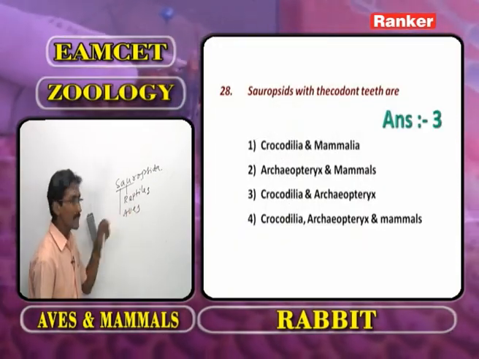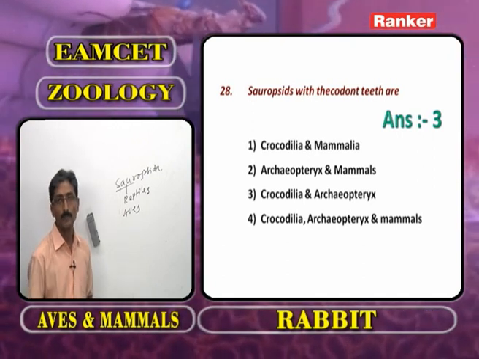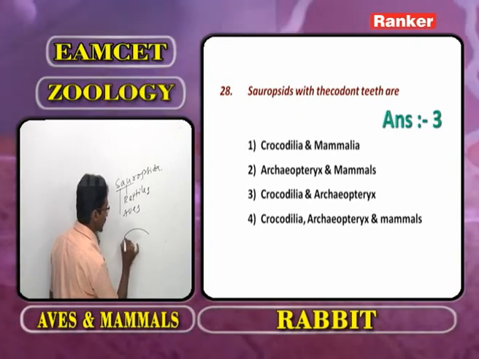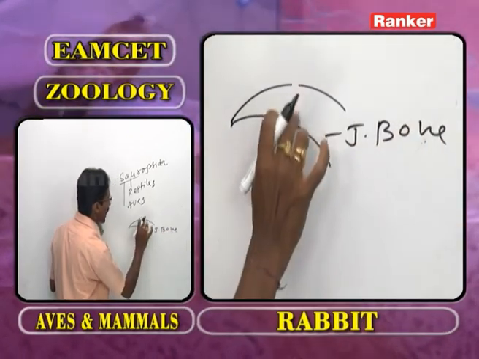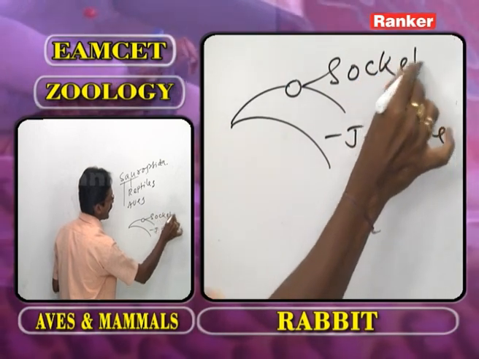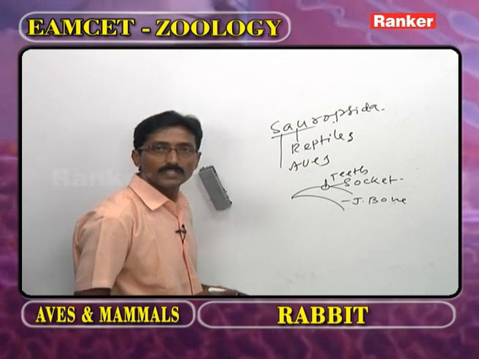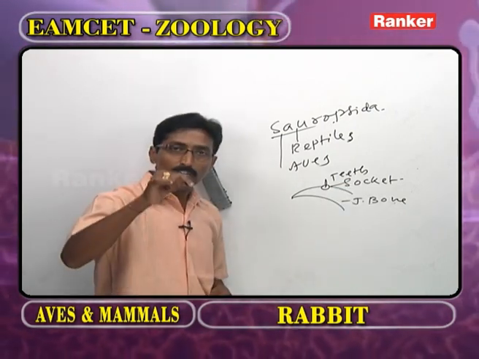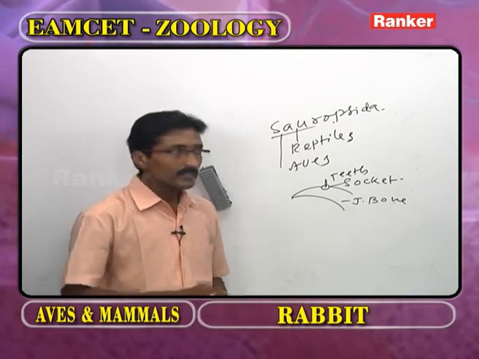Sauropsids, reptiles and aves with thecodont teeth. What is meant by thecodont teeth? Now this is the jawbone. In the jawbone, what is present? A socket. In the socket, what is present? The teeth. The singular is tooth, the plural is teeth. If teeth are present in the sockets, that is called thecodont.